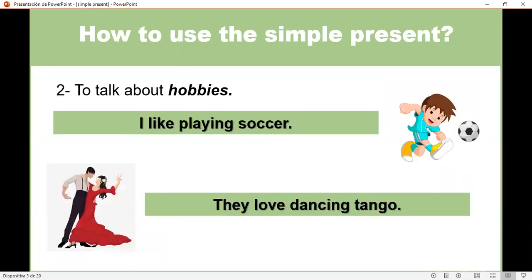Okay, example number two. How do we use the simple present? We use simple present to talk about hobbies and activities. For example, I like playing soccer. Example two, they love dancing tango. Those are hobbies. For example, playing soccer, watching TV, listening to music, playing video games, cooking. Those are hobbies, actividades, pasatiempos.